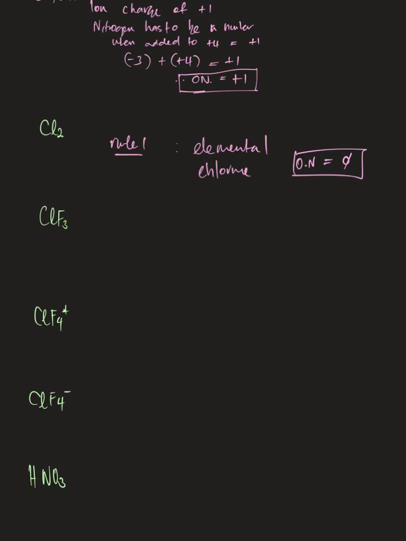Let's have a look at the next one. ClF3. Right, I've got chlorine and fluorine here. So the fluorine has to take precedence. So I know that fluorine is negative 1 and there's 3 of them, so times 3. So I'm left with negative 3. I also know that fluorine has an own oxidation number of negative 1. Right, I also know that chlorine is a halogen, and all halogens are equal to negative 1.